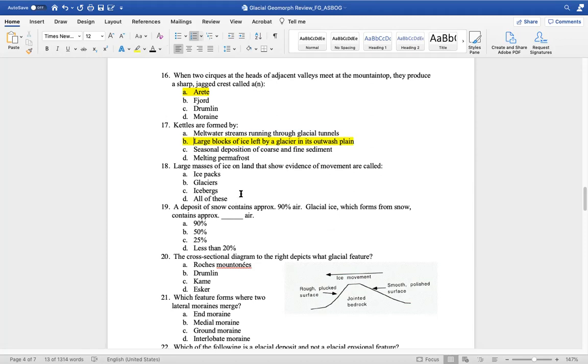Large masses of ice on land that show evidence of movement are called what? Ice packs, glaciers, icebergs, or all of these things. It can't be an iceberg because we are specifically on land and we're showing movement. So it is a glacier. If you can hear the sirens in the background, I apologize.